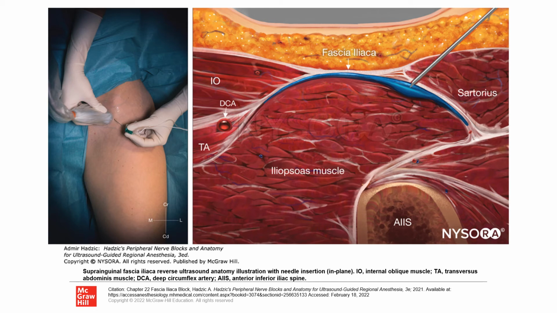You want to be aware of the deep circumflex iliac artery and its location when performing this block. The needle is typically inserted using an in-plane technique from lateral to medial, and local anesthetic is spread in plane between the iliopsoas muscle and the fascia iliaca. The deep circumflex iliac artery is often seen displaced anteriorly with injection, and this is used to confirm that you're in the right plane while injecting local anesthetic.